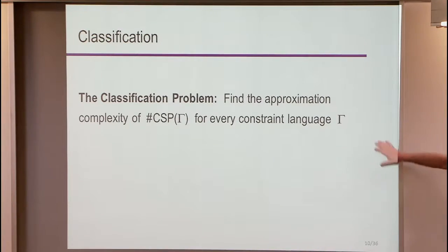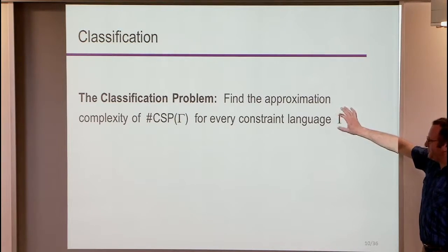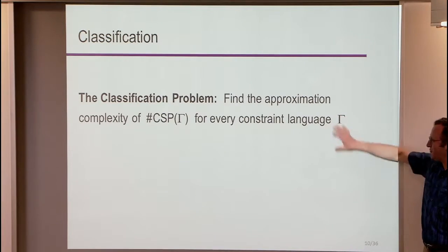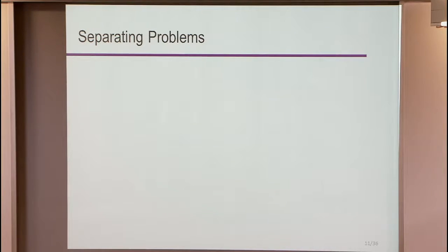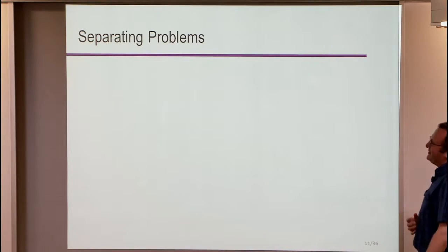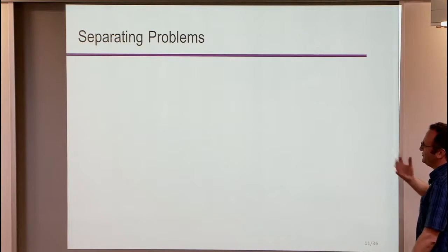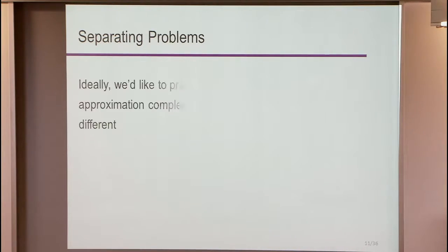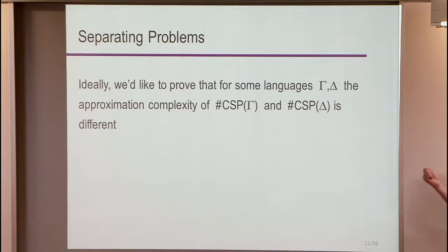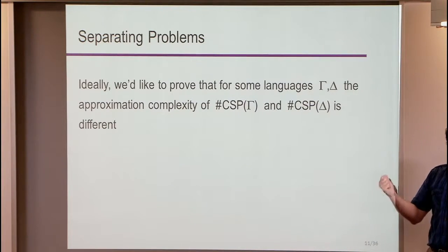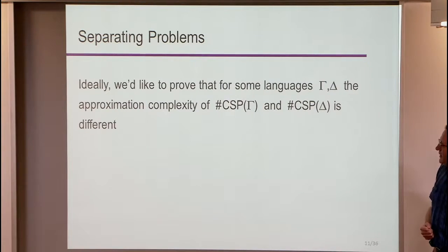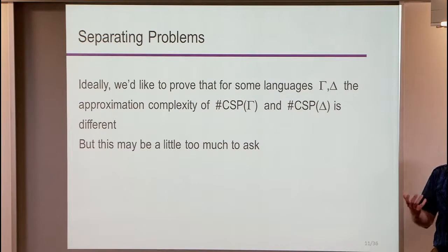So we want to classify the complexity of these problems for all gamma, for all constraint languages, which looks like some future work. But what does it mean to classify? So let's see, that's actually the main motivation of what I'm going to talk about. Ideally, we would like to say we have two languages and their complexity is different. But unfortunately, this is a little bit too much to ask, right? We need to separate a lot of complexity classes.